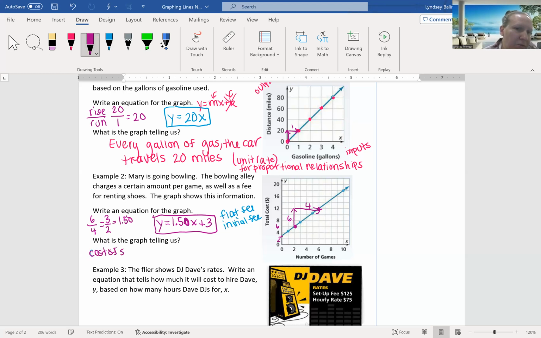So the cost of the shoe rental is going to be $3 because that doesn't depend on how many games you play. You can pay the $3 for the shoes and only bowl 1 game. You can pay $3 for the shoes and bowl 10 games. But no matter how many games you play, your shoe rental is still going to be $3. The other aspect of that is that $1.50. That's being multiplied by your x, which is our number of games. So that is telling us that you're being charged $1.50 per game of bowling.